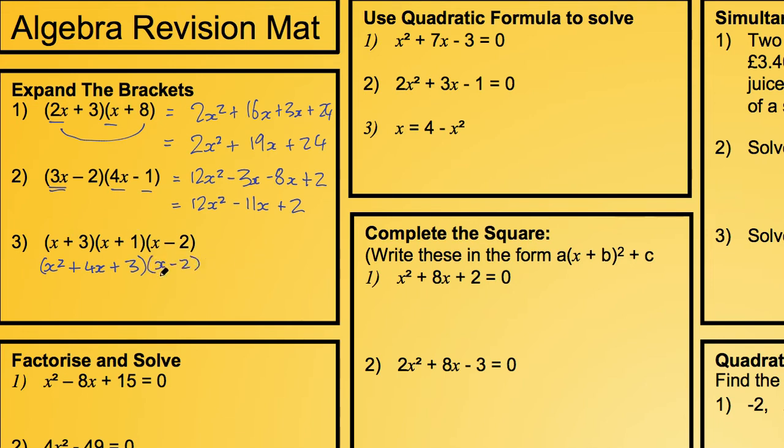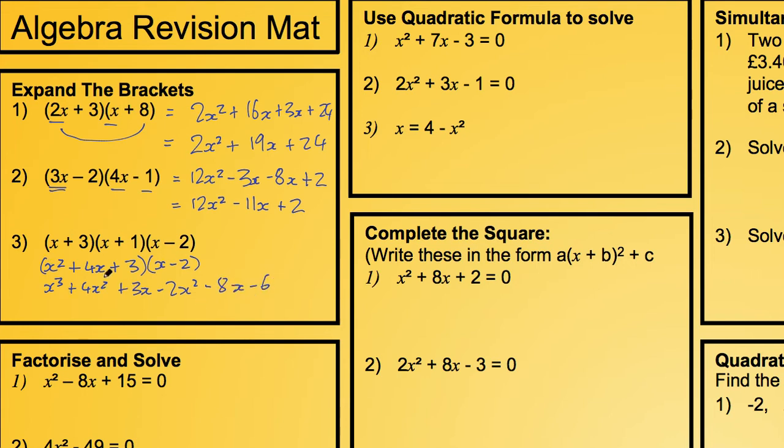At this point I expect 6 terms out of this section. I'm going to multiply every term in this bracket by x, and then every term in this bracket by minus 2. So that gives me x cubed plus 4x squared plus 3x. And they're all multiplied by minus 2 now, so minus 2x squared minus 8x minus 6.